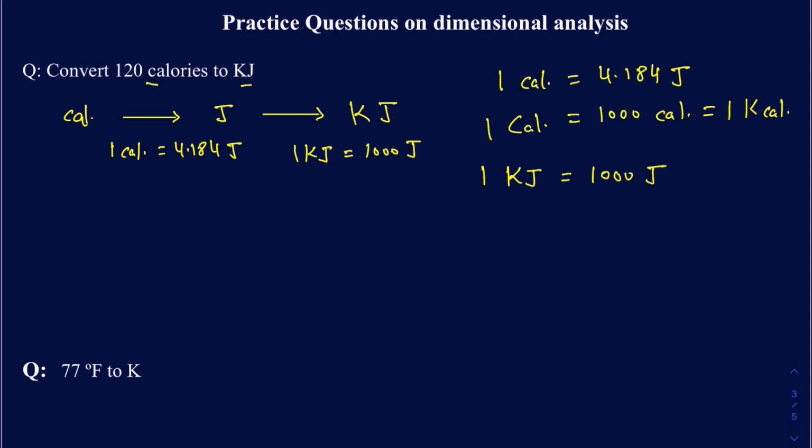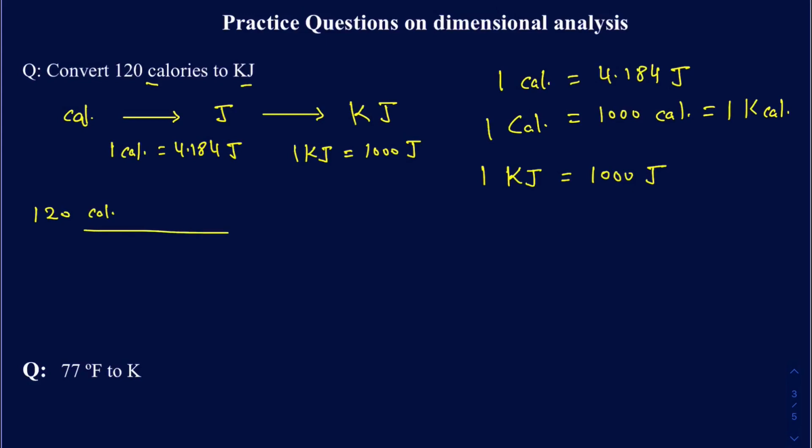So your first job is always to plan out how you're going to go from one unit to another unit, and also what conversion factors you're going to be using. Once you know how you're going to go from point A to point B and what conversion factors you're going to be using, it's all about setting it out. So when you set it out, you always write down what's given to you in the beginning. So it's going to be 120 calories.